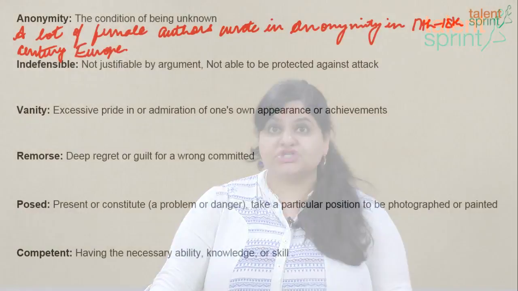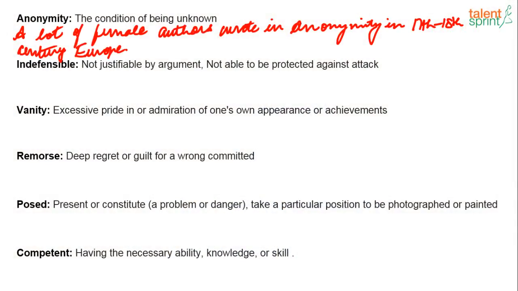Because if they came to know it's a female who is writing, she would be ostracized from the society, removed from the society, or often her work would not be published at all. An interesting fact to mention here is that Jane Austen was probably the first British writer to be published in the 17th century. So, yes, that is what anonymity means, guys, the condition of not being known. And an example I have given you is: a lot of female authors wrote in anonymity in 17th, 18th century Europe.